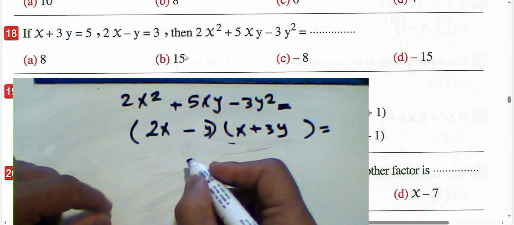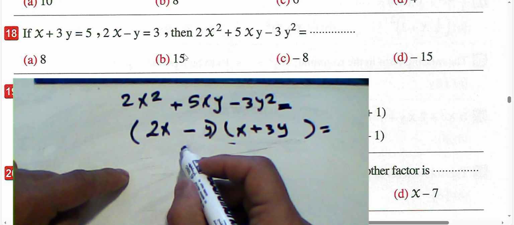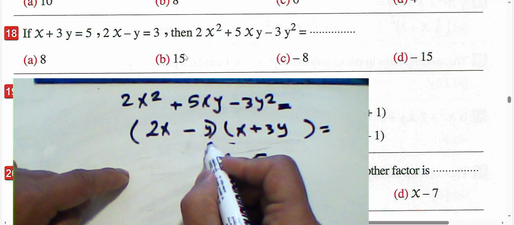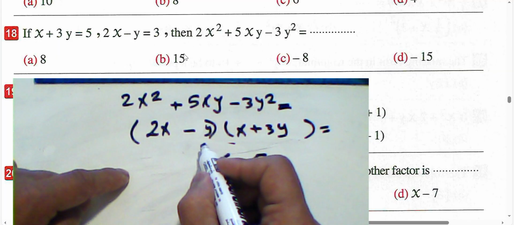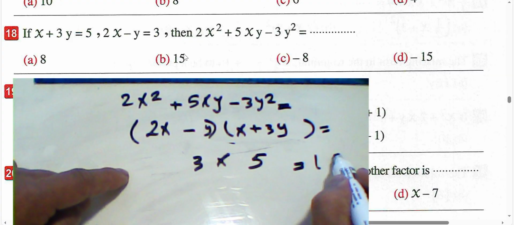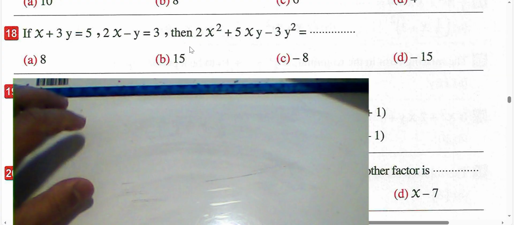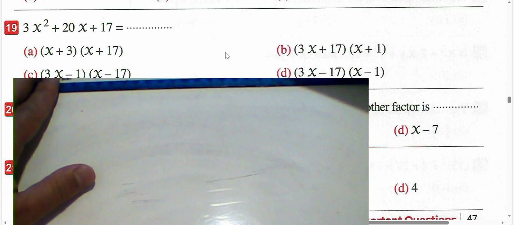Okay, he gave me the values x plus 3y equal 5, and 2x minus y is 3. Then 3 times 5 is 15. It's the correct answer. Okay, choose letter B. Next question.